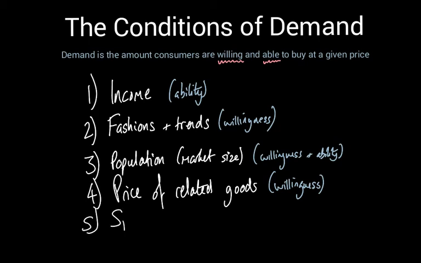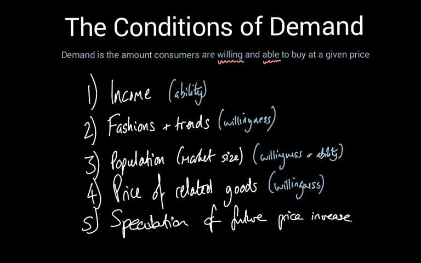And the last one is speculation of future price increase. People sometimes get a little bit jumbled up with this one because they see that it's a price increase and they therefore assume that it's a movement along the curve. The key word here is future. The price hasn't actually changed; this is anticipation, this is expectation. If you predict that the value of something is going to rise in the future, then you will be more willing, so again this is a willingness factor, to buy it now. So, five key conditions of demand.